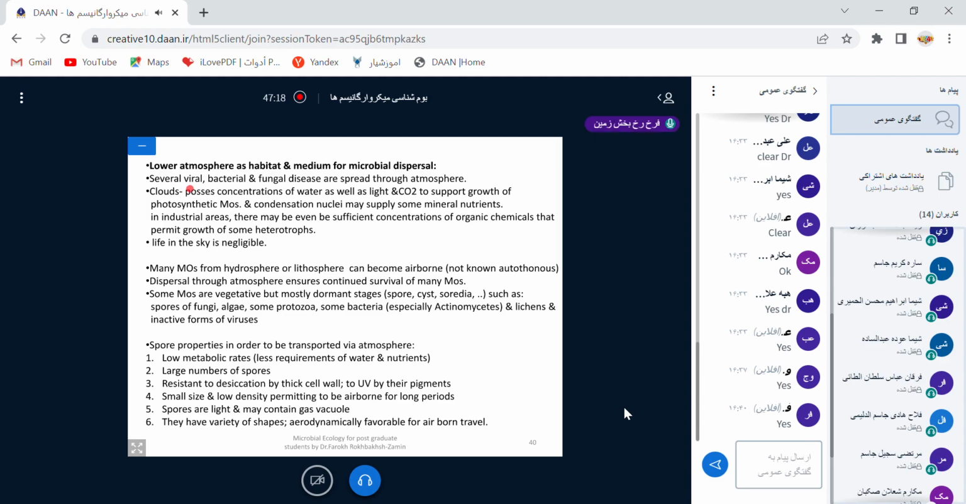Several viral, bacterial, and fungal diseases are spread through the atmosphere. When a microbe is transferred by air from one infected person to another sensitive person, we can call it airborne infection.